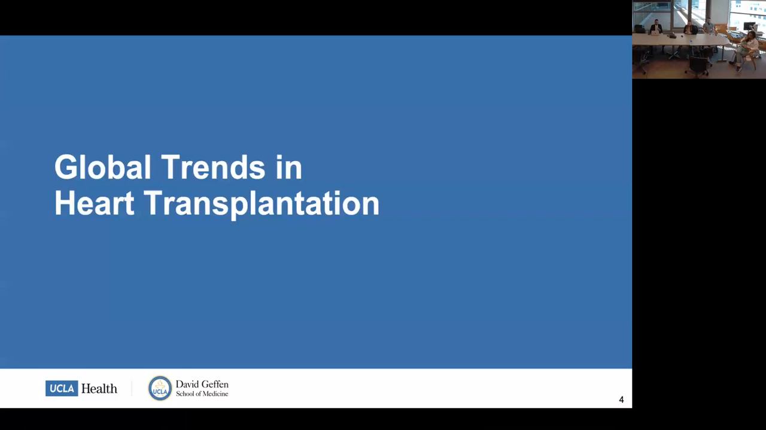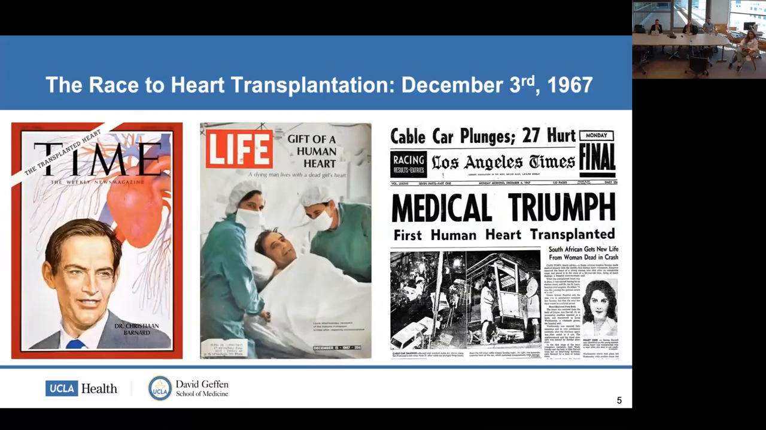So first, let's talk about global trends in heart transplantation. And to really talk about that, we have to start at the beginning. Similar to the space race, there was a race to heart transplantation, and really the dawning of that era was on December 3rd, 1967. This is Dr. Christian Barnard here on the left. He did the first human heart transplant in South Africa in December of 1967.